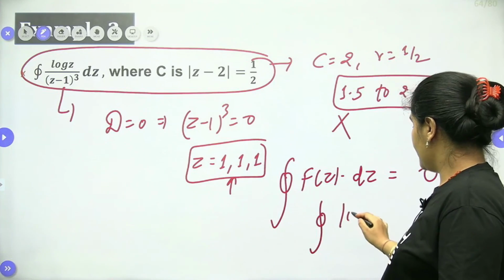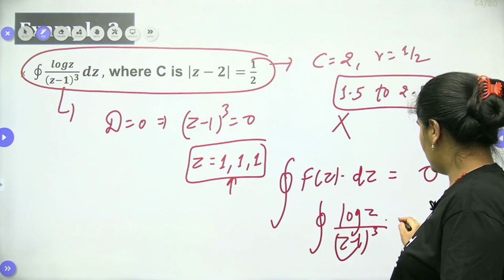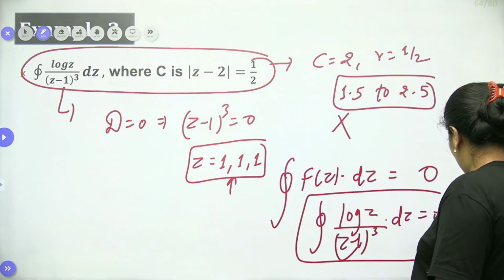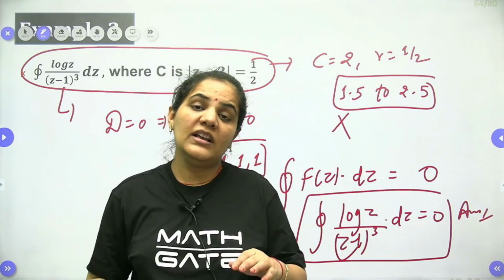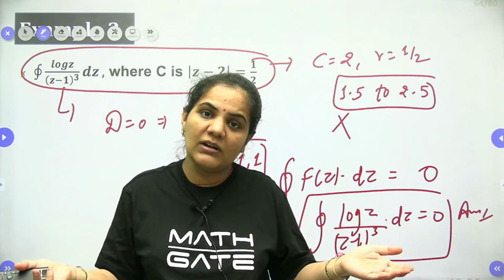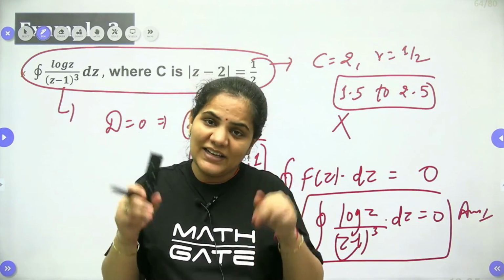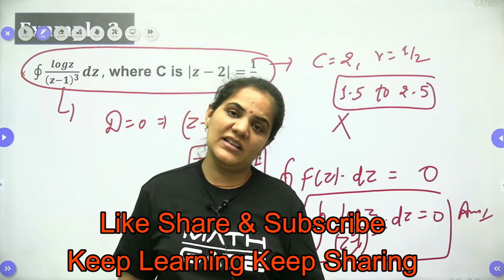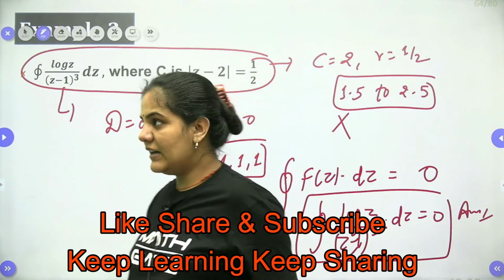So it will be the integral of log z by z minus 1 whole cube dz equal to 0 only. Why did I put 0 here? Because the given pole is lying outside the closed curve. Hence my f(z) is analytic inside or on the closed curve, but the point is lying outside. Hence the result is 0 by applying Cauchy's integral theorem. Clear, guys?